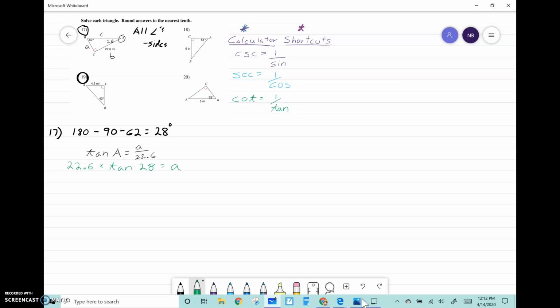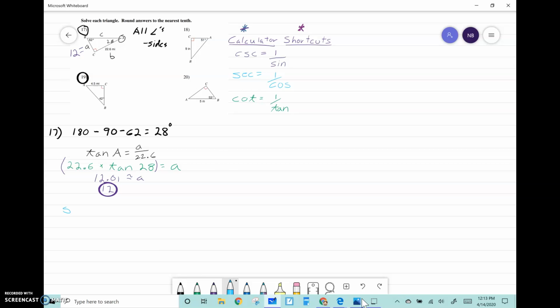equals side A. We're going to put all of this into the calculator, and I get A is approximately 12.01, and we'll just say that that's 12. So side A is going to equal 12. At this point we can use the Pythagorean theorem, or we can use another function. What we're going to do is use the secant.